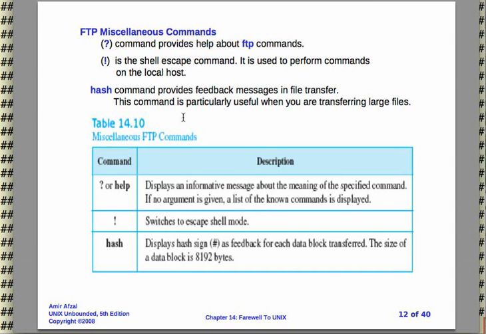Okay, so we saw some of these things, question mark. The bang or exclamation switches to escape shell mode. What that does is execute a shell locally and then execute a single command. Hash gives you some more feedback. In the book it says the data block size is 8192, but on our system, on the Linux Live DVD, the FTP program uses a data block size of 1024 bytes or 1 kilobyte.